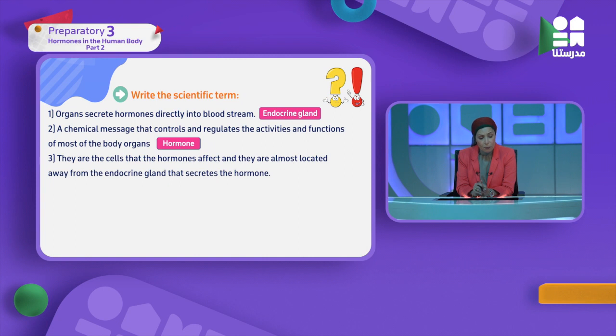The last question: they are the cells that the hormones affect, and they are almost located away from the endocrine gland that secretes the hormone. Since he said cells and away from the endocrine gland, I have only one answer, which is the target cell.